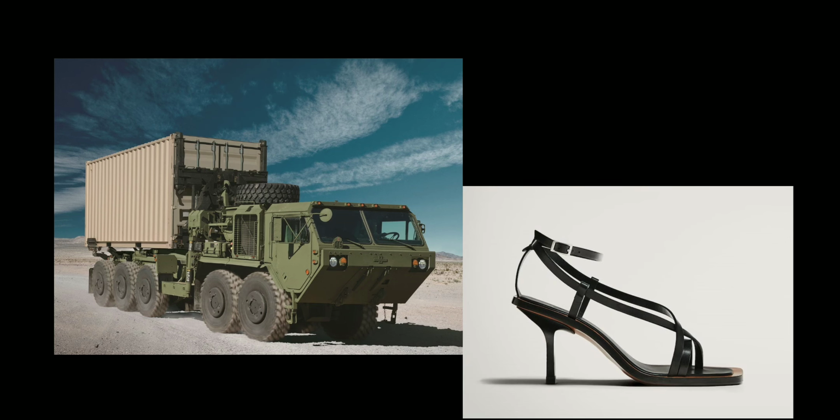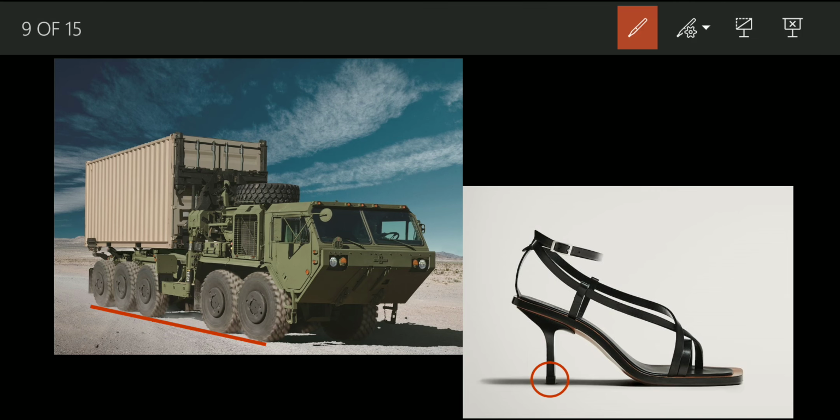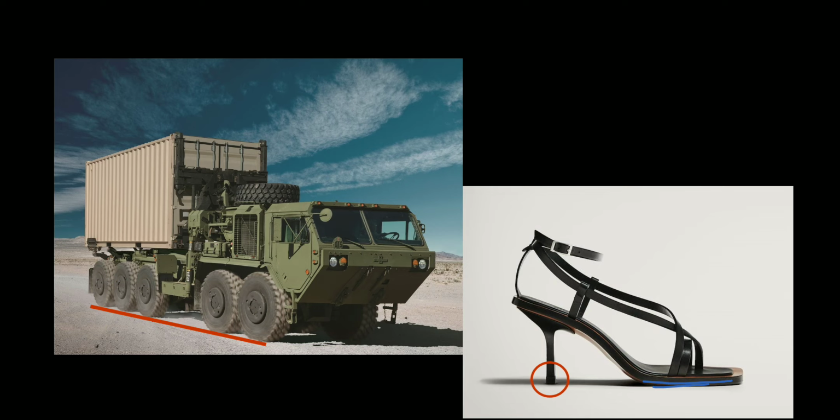This is the reason why heavy load carrying vehicles have more wheels, because it decreases the pressure. This is the reason why it is said that high heel sandals are a health hazard, because our whole weight is distributed on this much area. So the area decreases, pressure increases.